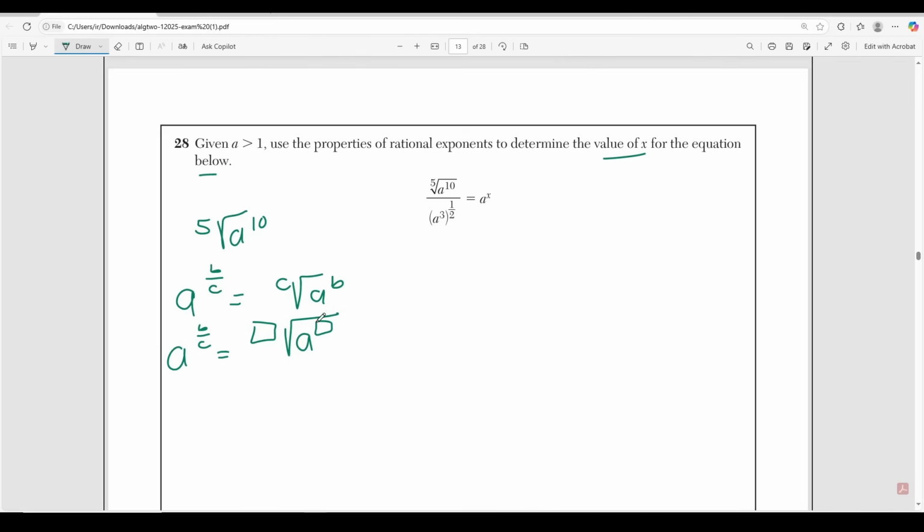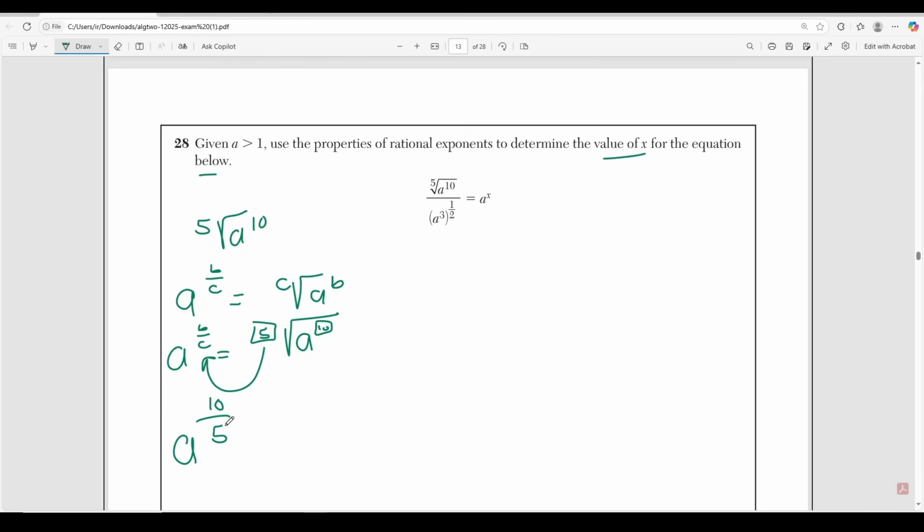So it goes right here. Whatever's in the denominator goes here as your c, and whatever's in the numerator goes here as your b. So if I have 5 root a to the power of 10, whatever goes here has to be your denominator, right? So if I have 5 root 10, this maps onto the denominator. So it's actually equal to a to the power of 10 divided by 5.